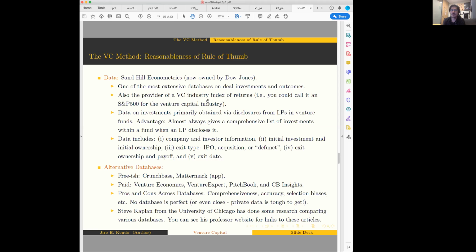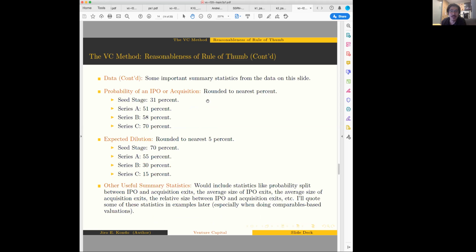Are we all right with this? I have a very simple punchline because I didn't do anything too sophisticated with this data. I just went and looked at the probability that an investment later on becomes an IPO or acquisition. The database has seed stage investments, Series A, Series B. So I just did conditional averages. What's the conditional average that you eventually get an IPO or acquisition? If it's a seed stage investment, 31%. If it's a Series A, 51%. If it's a Series B, 58%. If it's a Series C, 70%. Those are the numbers from the Sandhill data.